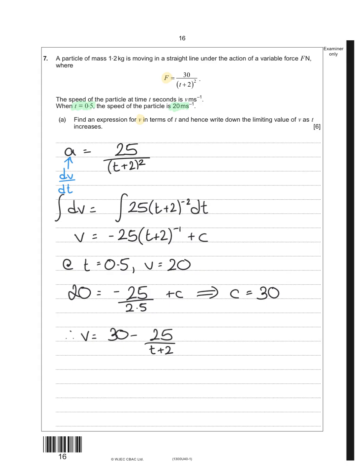Write down the limiting value of v as t increases. So when t tends towards infinity, this term here is going to be a number over something getting bigger and bigger and bigger, so that term is going to tend towards 0. So what that tells me is that v tends towards 30, from below, if anybody's interested. So it gets steadily faster and faster, up to a speed of 30. There we go. Moving on.